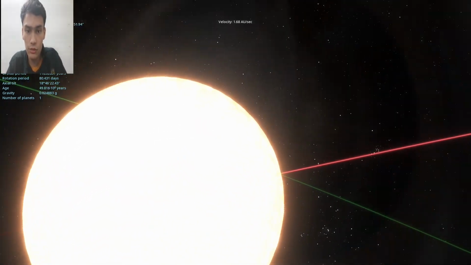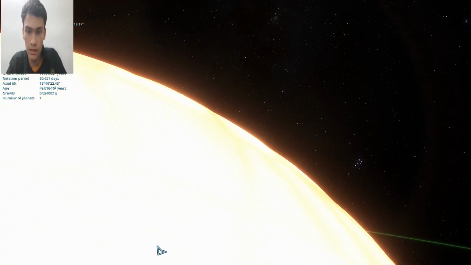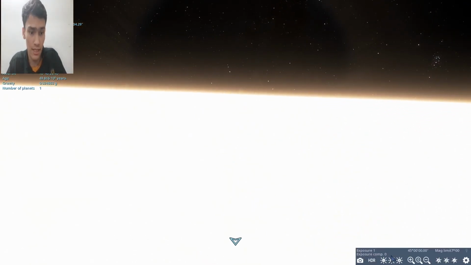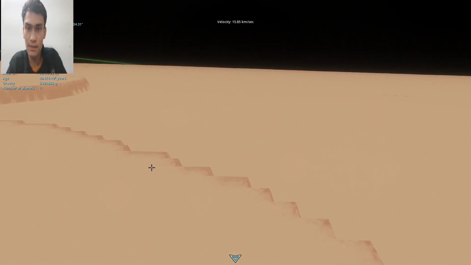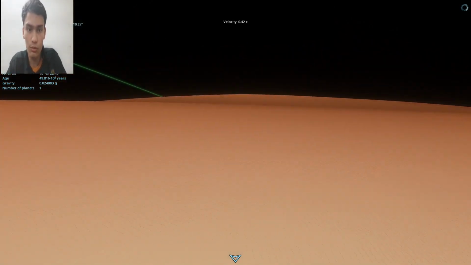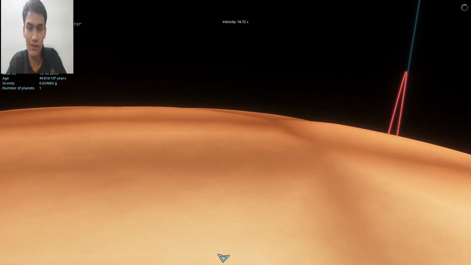But anyway, I'm just going to go inside this star, and we can see first of all how bright it is. If I just remove the HDR, you can see these patterns. Now the simulation cannot make them look proper, but you can see that it's not completely spherical.